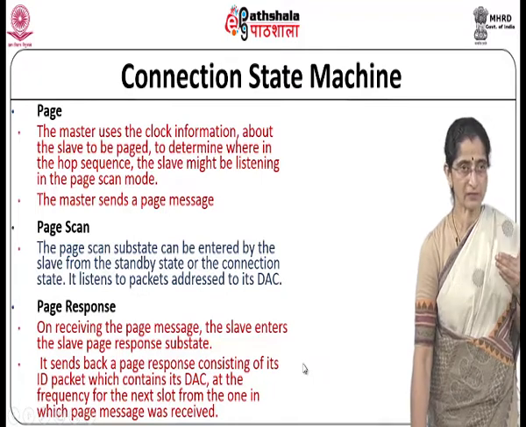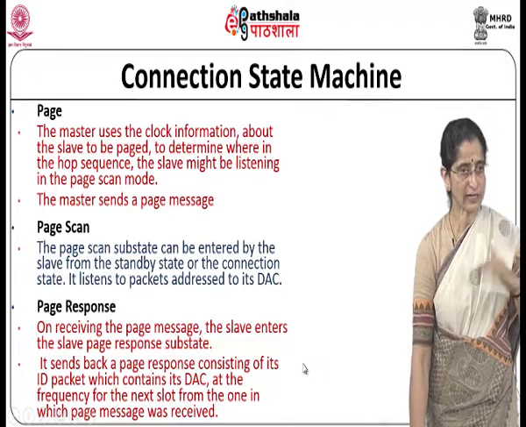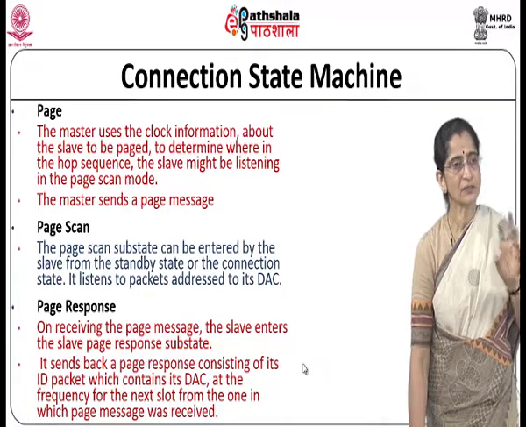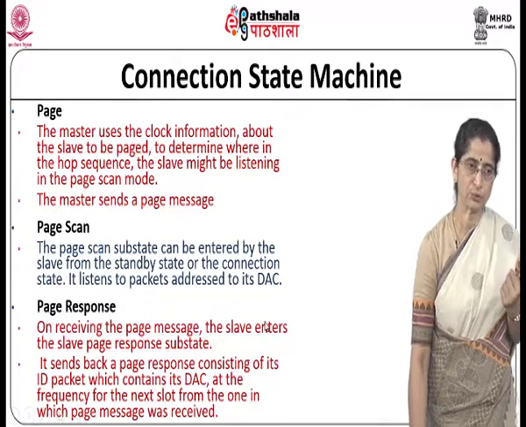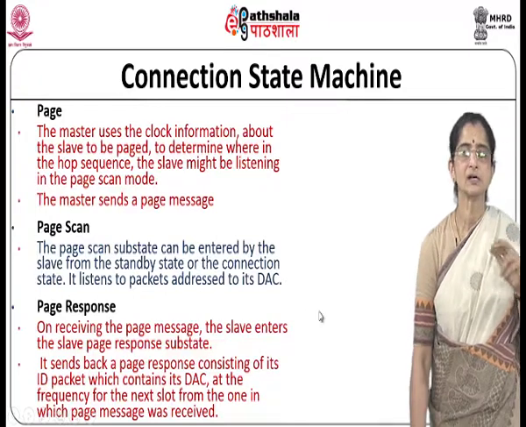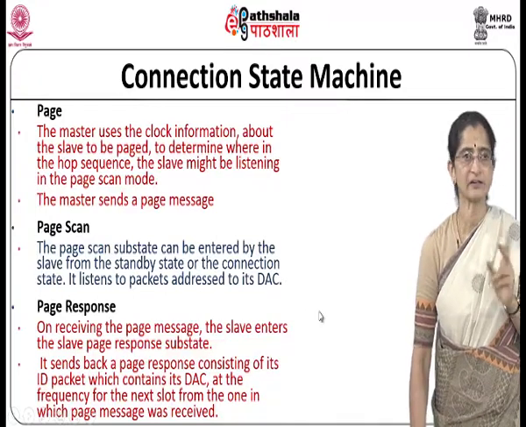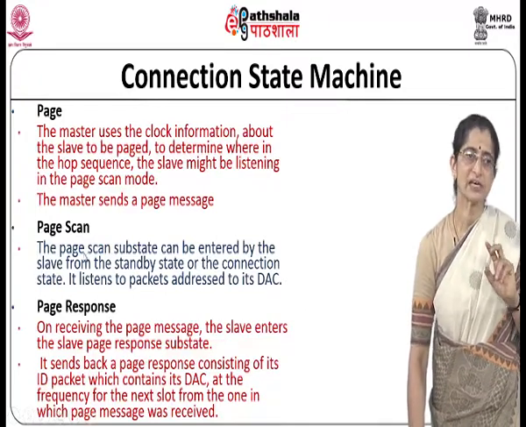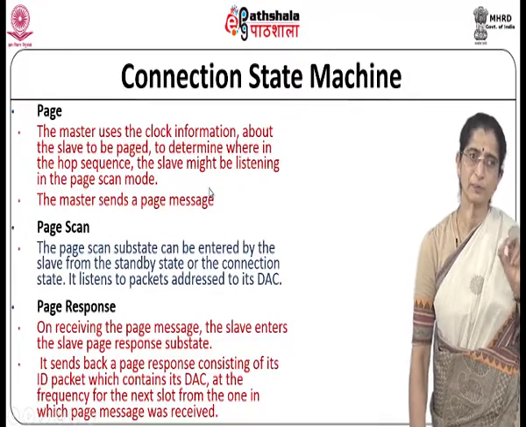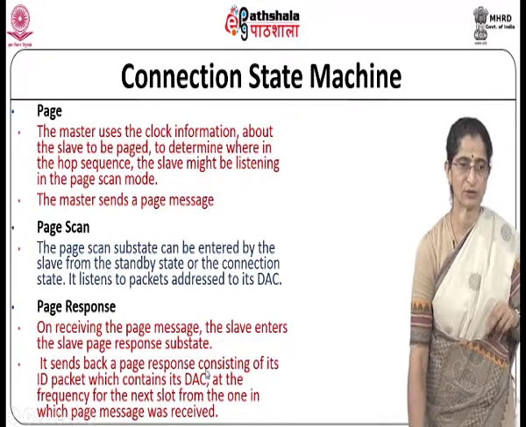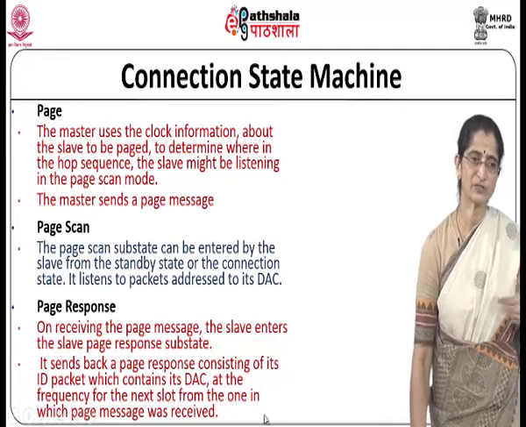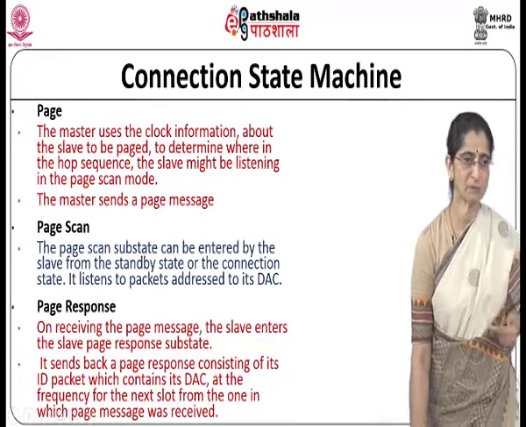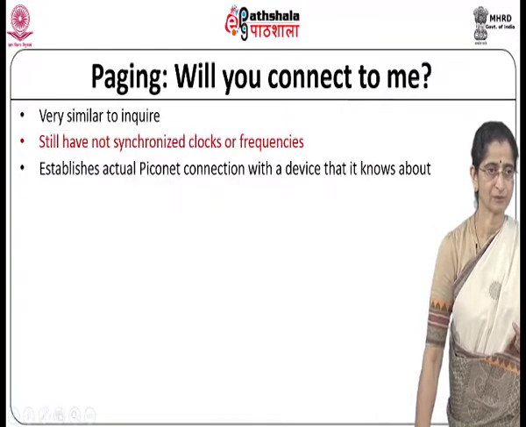So, what we actually see is that since we use time division multiplexing, the way the time slots are handled in Bluetooth is very interesting. The master and the slaves will alternate use of the time slot. Which means if the page is sent on a particular time slot, the response will be sent on the next slot. That is what we mean by saying that it is sent at the frequency for the next slot from the one in which the page message was received.